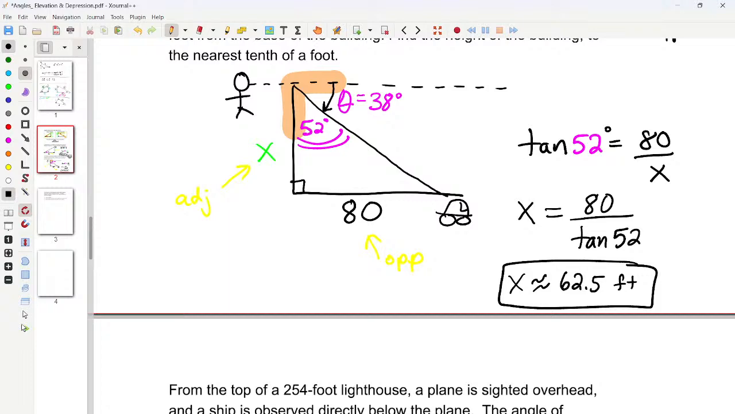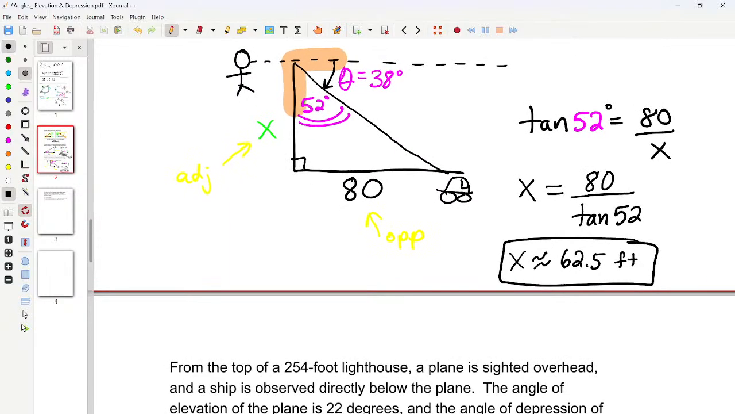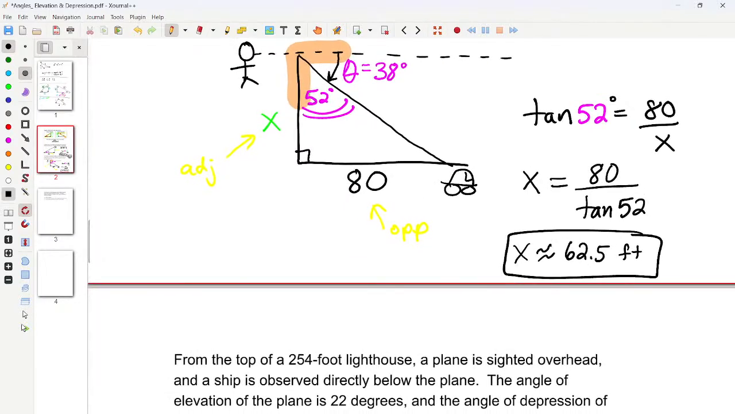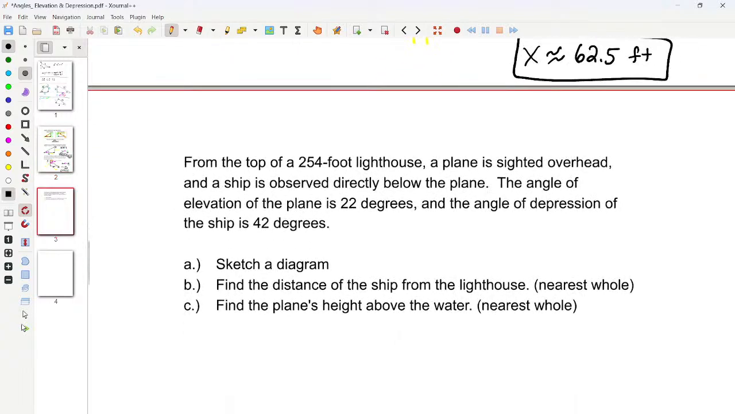Angle of depression. Number one thing pointed out, too many students will accidentally use the 38. That'll be partial credit, but I want to see you get full credit on this question. Make sure you're using the 52 degrees. And how do we find that? You're always going to have a 90-degree angle. It's not like anything fancy. This part and this part are always going to make 90 degrees.